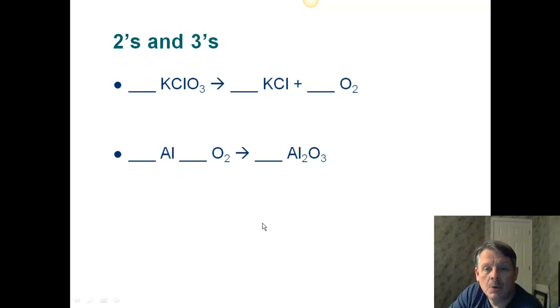Alright, what happens if you have 2s and 3s? Sometimes you'll notice where you have 2 on one side and a 3 on the other. For example, in this first one, I have KClO3, and notice it breaks down, it decomposes, and I've got O3 on the left and O2 on the right.